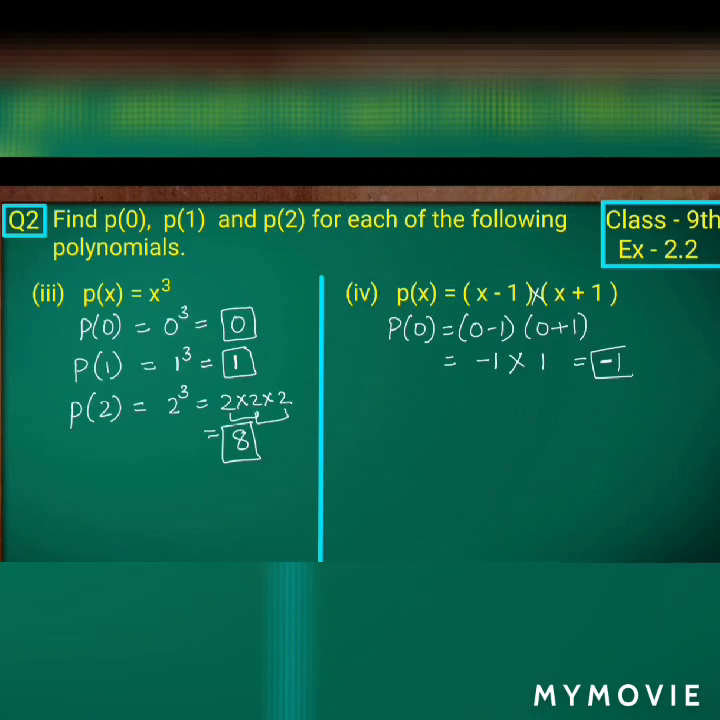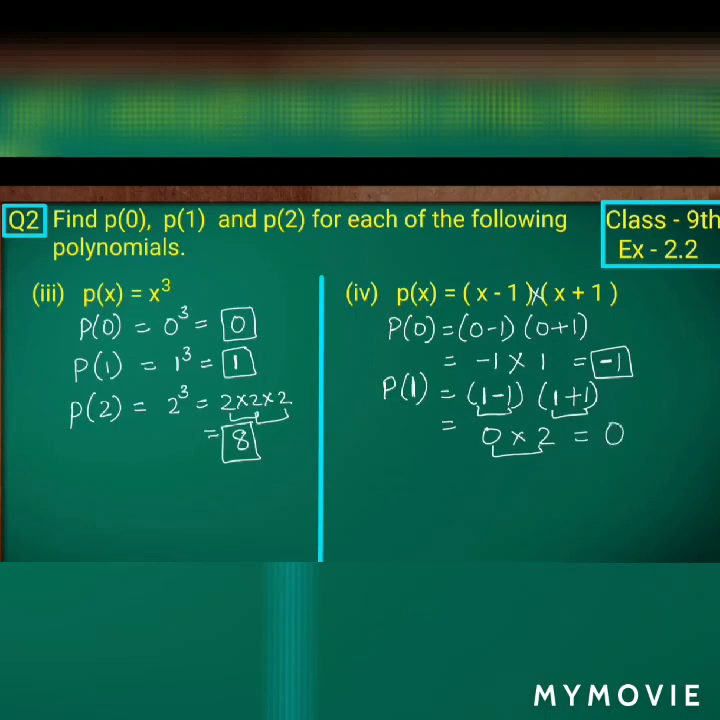In the same way, at variable 1, that is P of 1 is equal to, in the place of x I am going to substitute the value 1. 1 minus 1 into 1 plus 1. So 1 minus 1 is what? 0 into 1 plus 1 is 2. Any value which is multiplied with 0 will be 0. The product will be 0, isn't it?